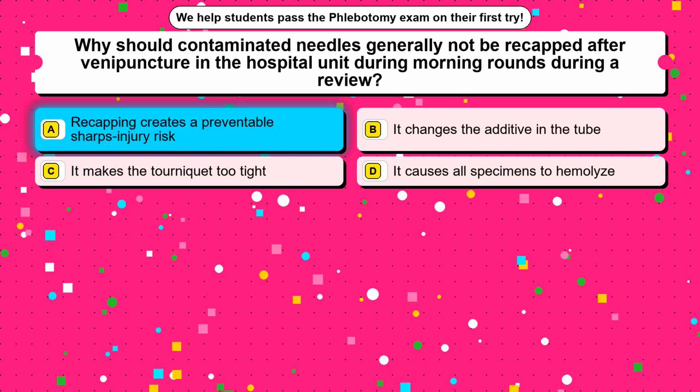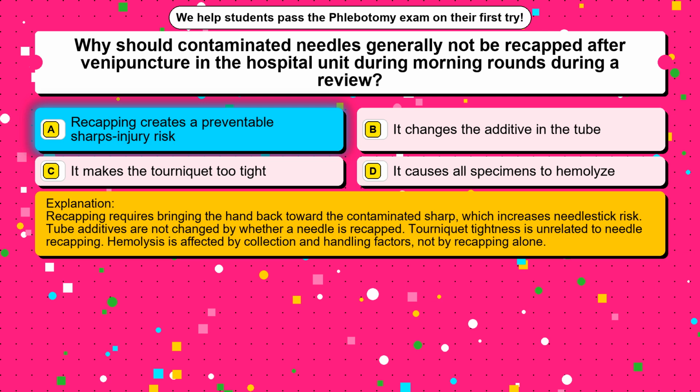The correct answer is option A. Recapping creates a preventable sharps injury risk. Recapping requires bringing the hand back toward the contaminated sharp, which increases needle stick risk. Tube additives are not changed by whether a needle is recapped. Tourniquet tightness is unrelated to needle recapping. Hemolysis is affected by collection and handling factors, not by recapping alone.